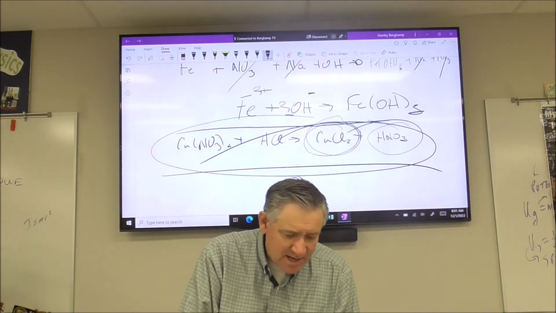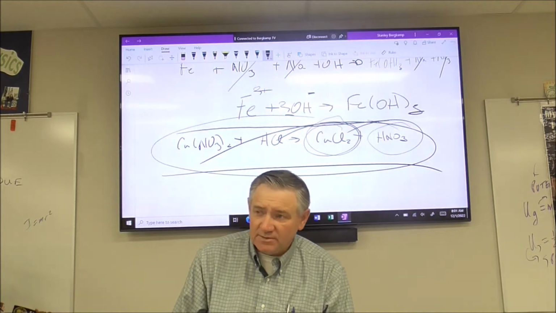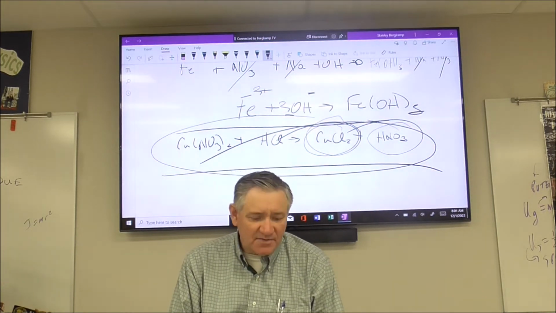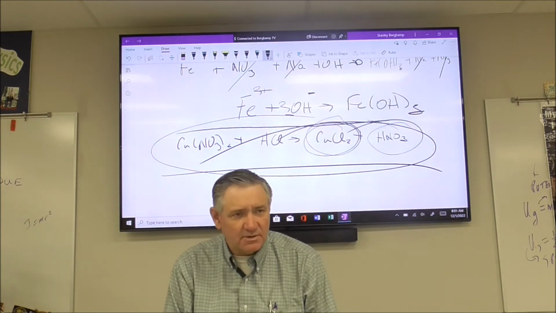And the same thing is going to happen on number 8. Okay, so if you look on number 8, you don't have anything because your aluminum chloride and your nitric acid are both soluble.